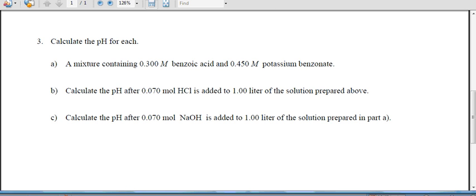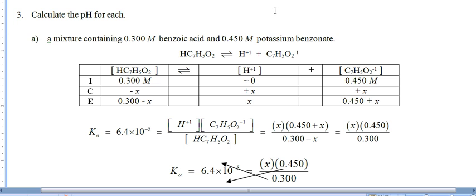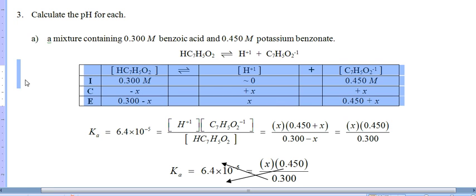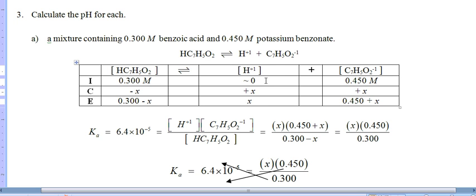Alright, let's go right to the math here. In part A, it says a mixture containing 0.3 molar benzoic acid and 0.45 molar potassium benzoate. You'll notice in the ICE chart, I have my ICE chart set up with the 2 concentrations that I formed in part A and part B. I had the hydrogen again at approximately 0 because there is some hydrogen in both of those solutions, but I want to find out what the hydrogen concentration is at equilibrium after these 2 have been mixed together.